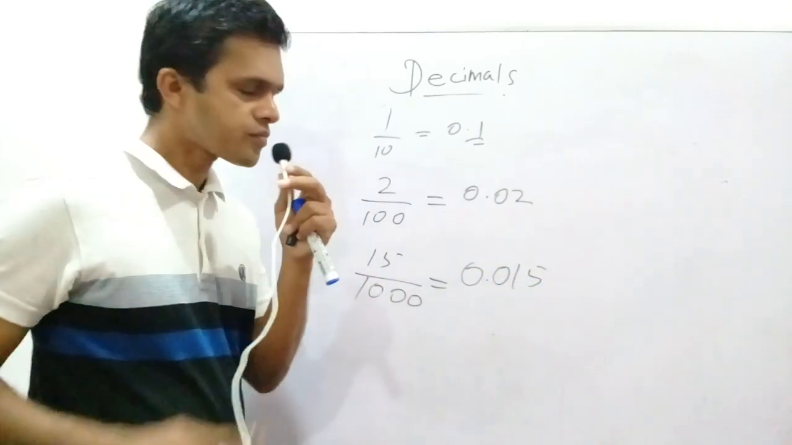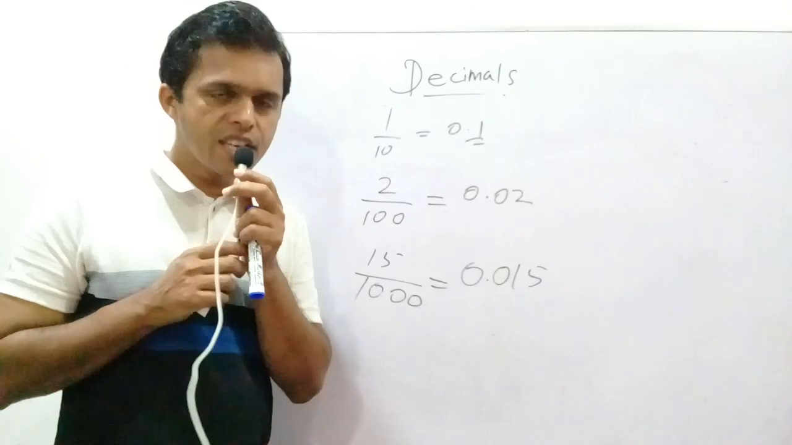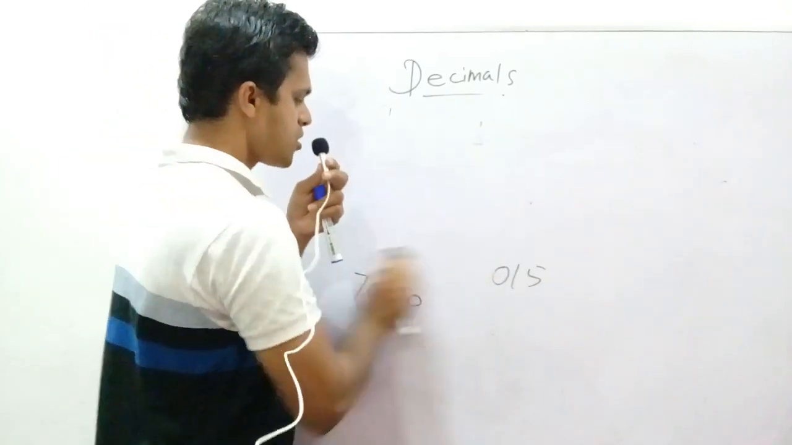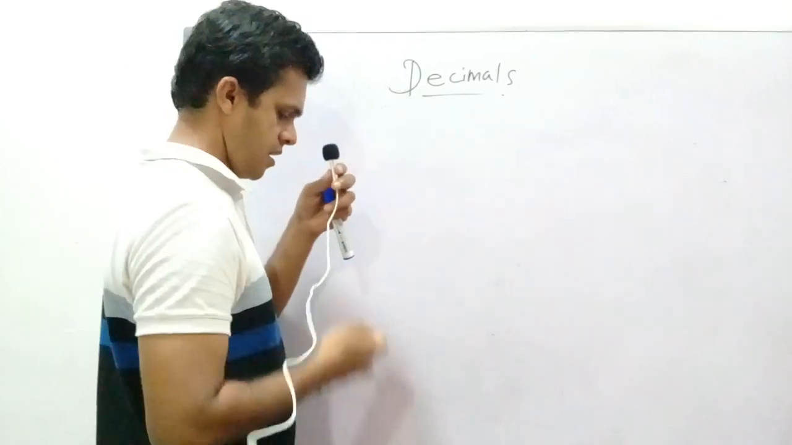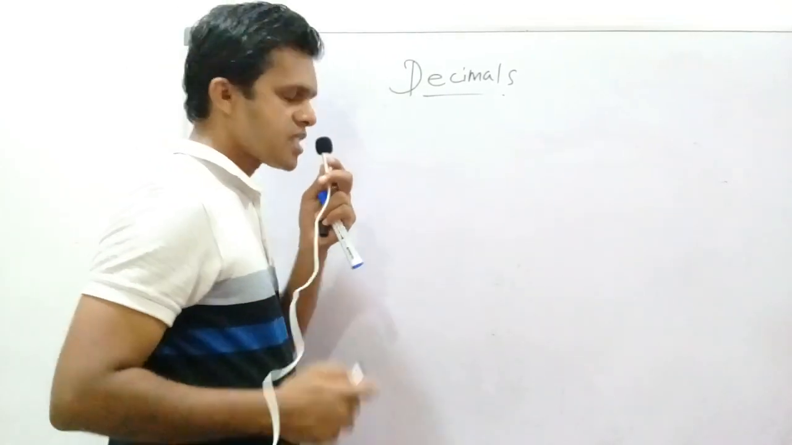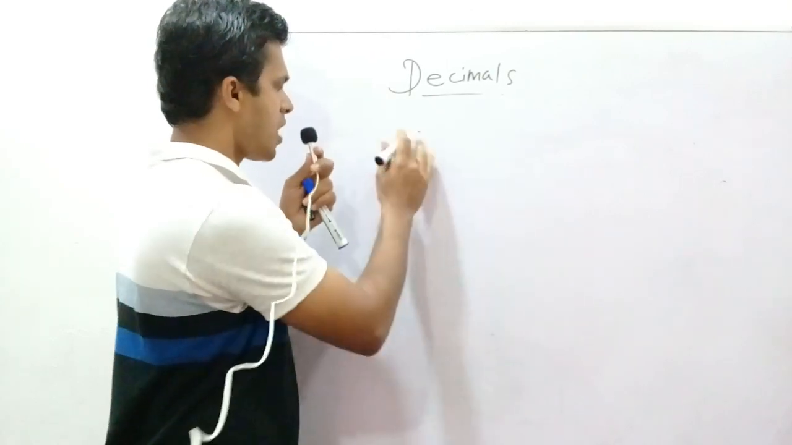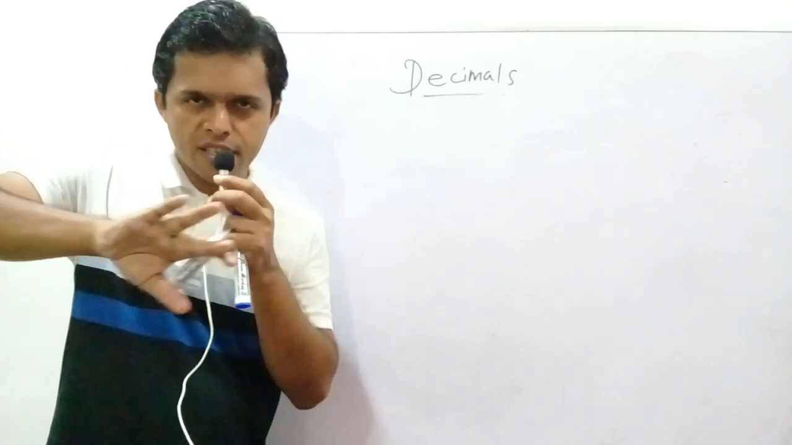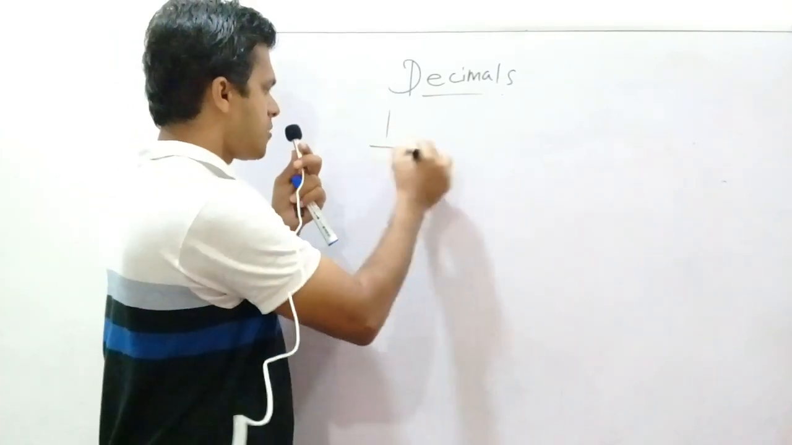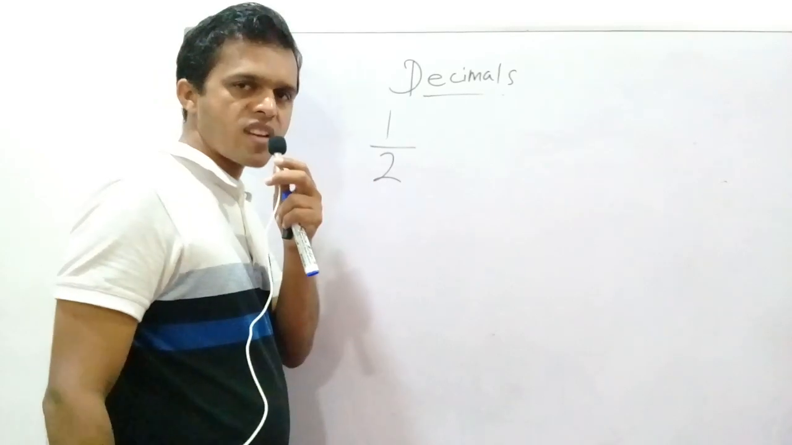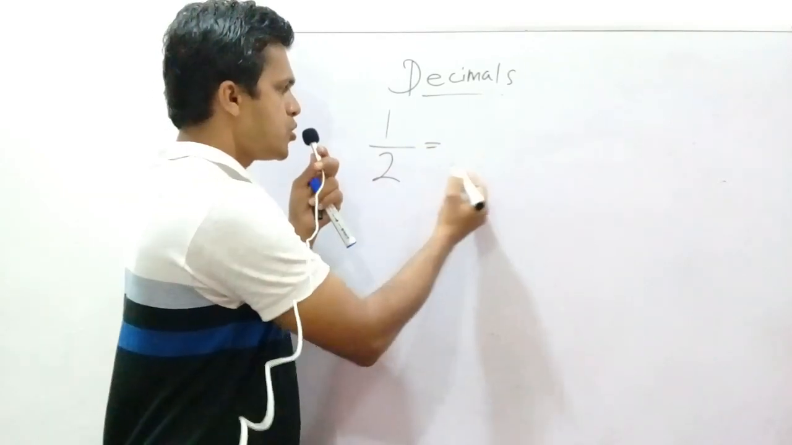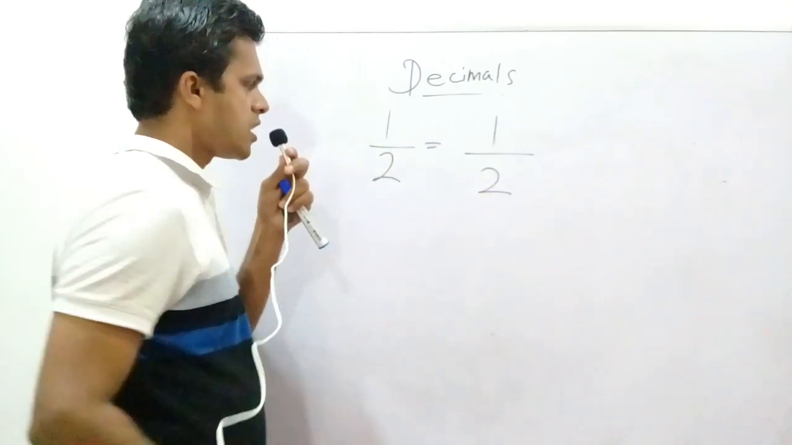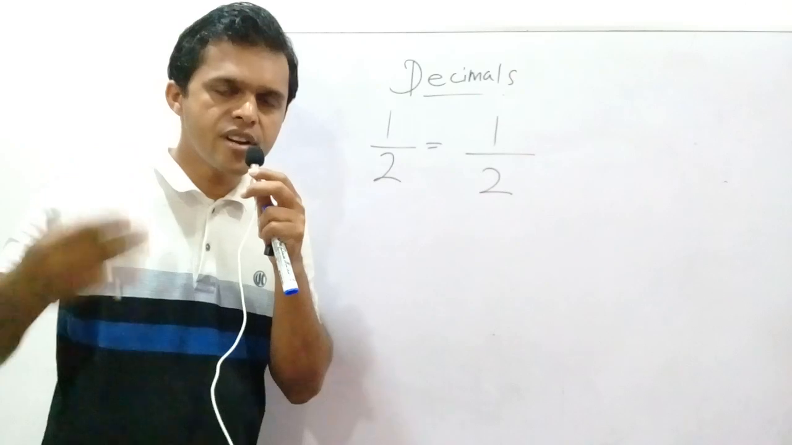0.015. Okay. Now you are given to convert these fractions into decimal numbers. In order to do that, you have to write 10, 100, 1000 and so on in the denominator. Consider this one. Let's write this fraction as a decimal number. To do that, you have to convert this digit 2 into 10, 100 or 1000.